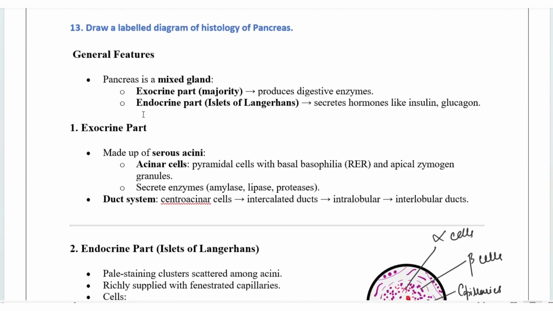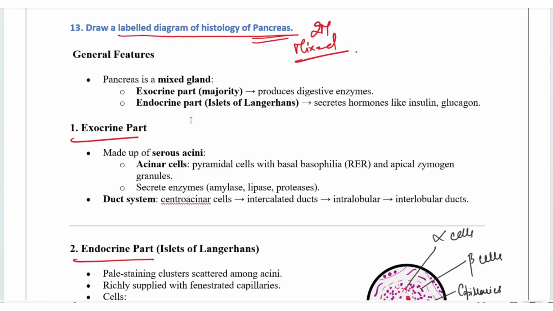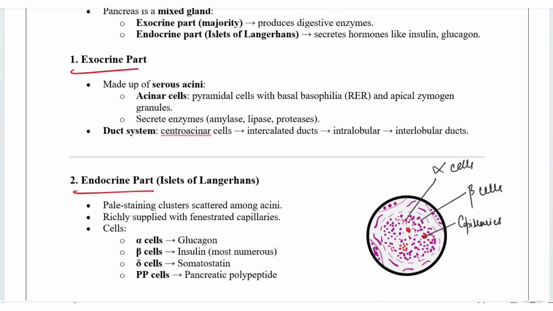Okay, so the next one is a little tricky question. They have asked us to draw a labeled diagram of the histology of pancreas for 2 marks. So quite not possible, but since they have asked, the pancreas, as we all know, is a mixed gland. It comprises the exocrine part and the endocrine part. The exocrine is mainly responsible for producing digestive enzymes. So it consists of the serous acini, acinar cells and the ductal system, while the endocrine is responsible for secreting hormones like insulin and glucagon.